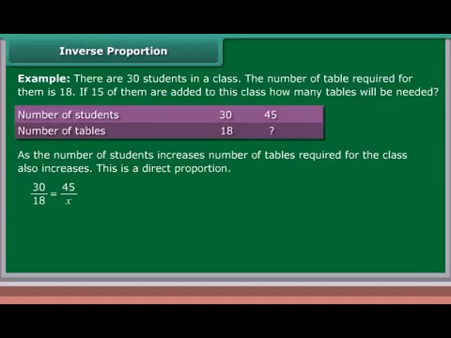30 upon 18 is equal to 45 upon x. X is equal to 45 into 18 upon 30, which is equal to 27. The number of tables required is equal to 27.